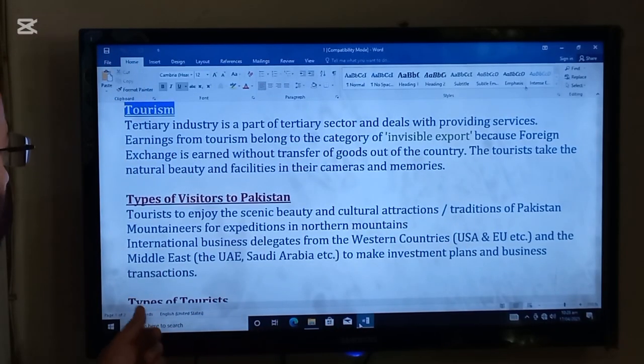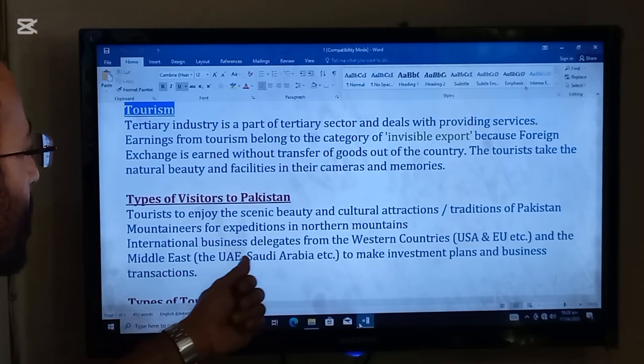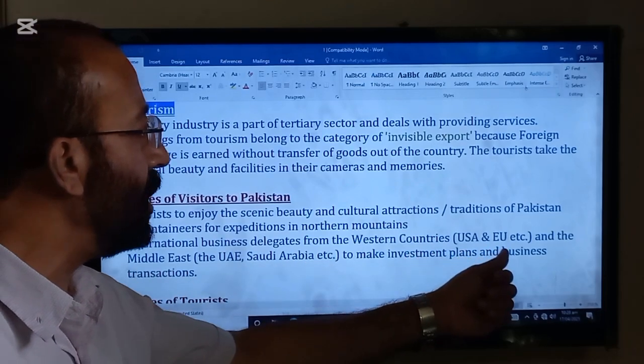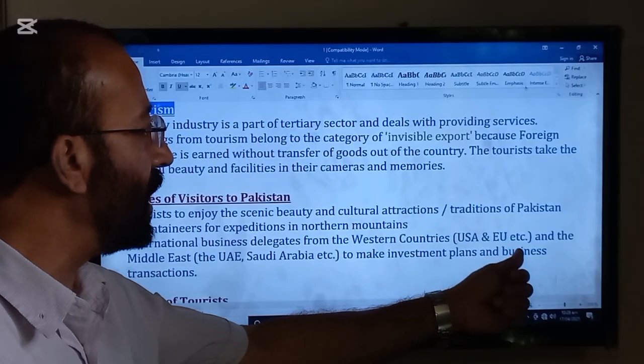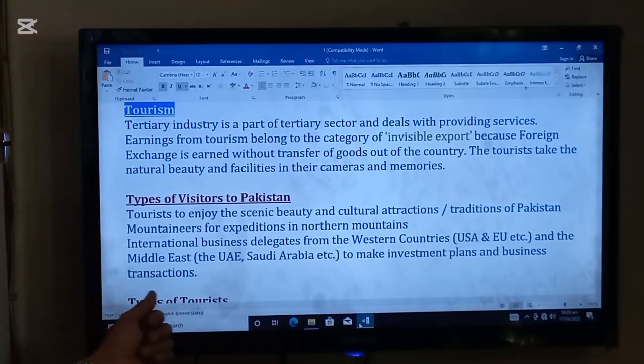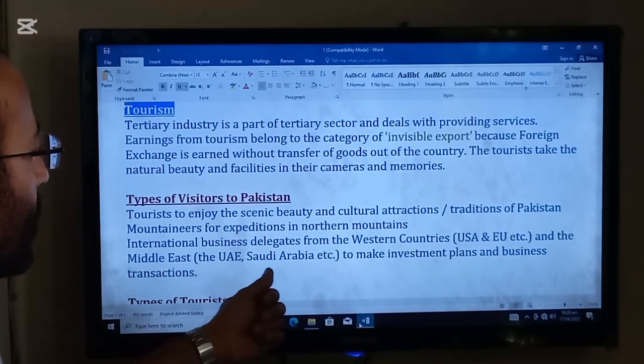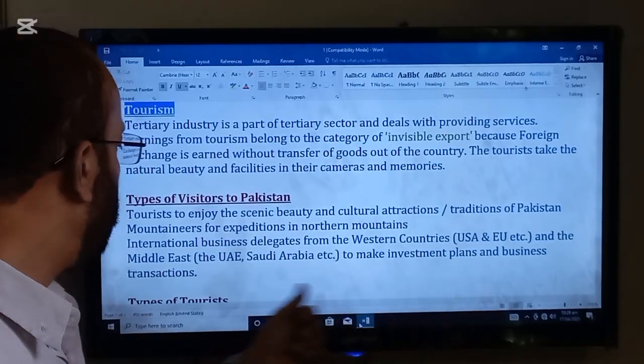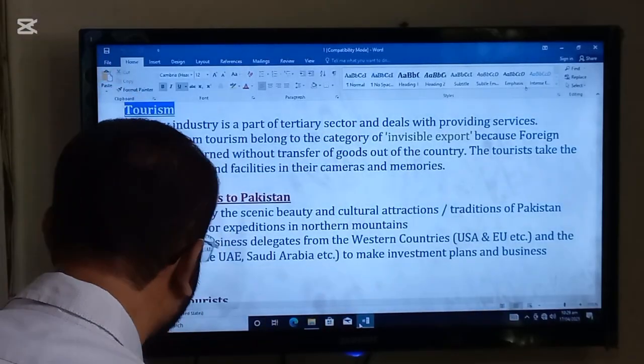actually held in Pakistan. Next is international business delegates from the Western countries, for example, USA, EU, that is European Union, etc., and the Middle East, that is the UAE and Saudi Arabia, etc., to make investment plans and business transactions.